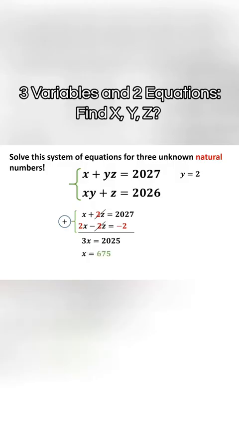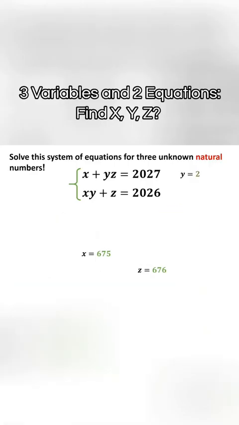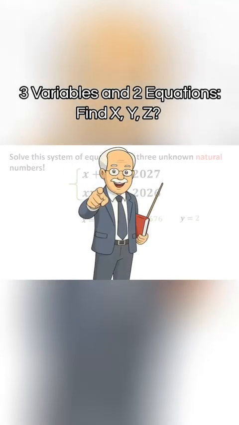Finally, plugging that back in gives us our last unknown. z equals 676. Isn't that amazing? We started with a seemingly impossible system and used the power of factoring and logic to find 3 natural numbers that fit perfectly. Now, it's your turn to show off your genius.